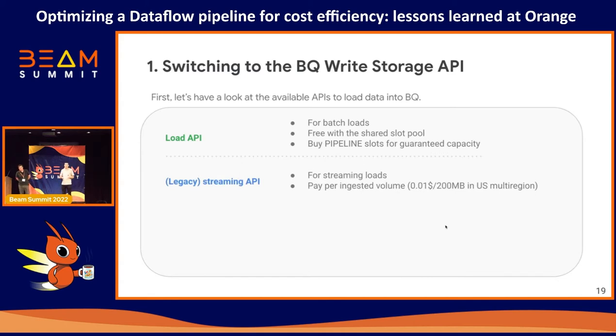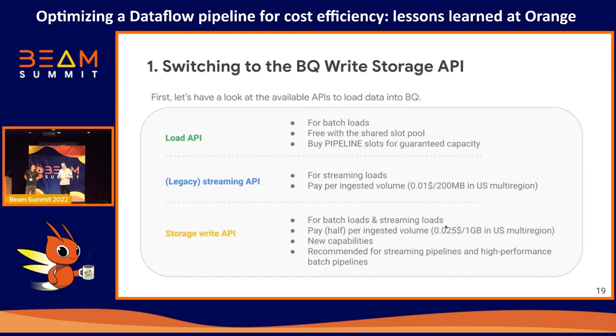Then the legacy stream API. So now it's very clear it's called legacy, but at the time it wasn't called legacy. This one is for loading streaming into BigQuery, and you pay by the ingested volume of the data. And then finally, the storage write API, which is now a way to unify loading into batch or streaming, micro batch, anything in between.